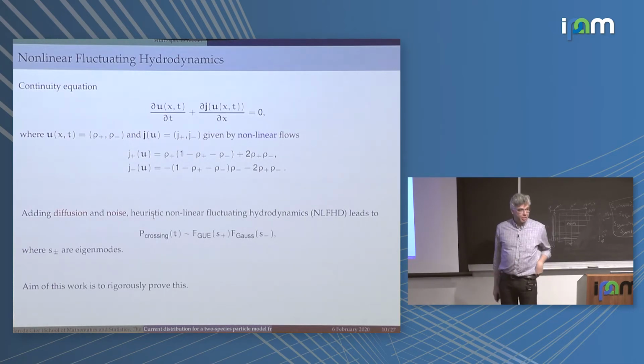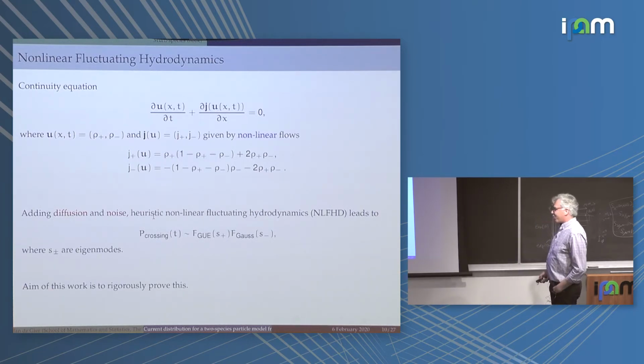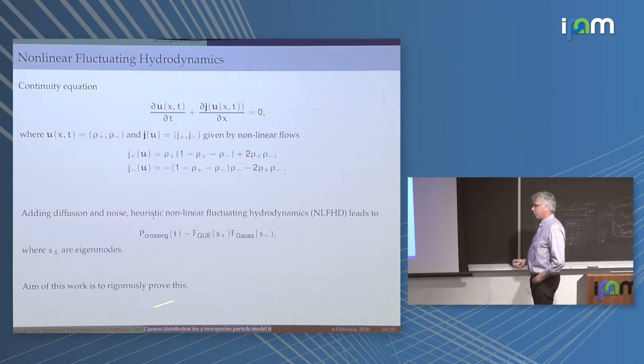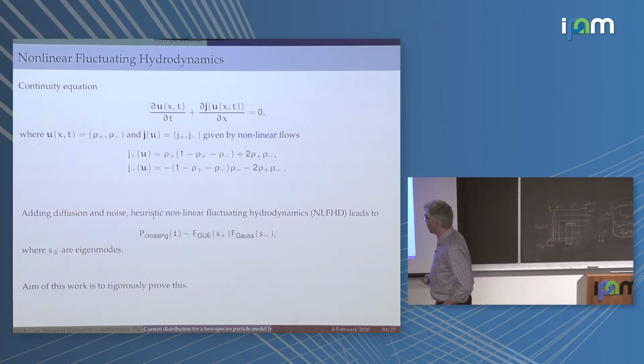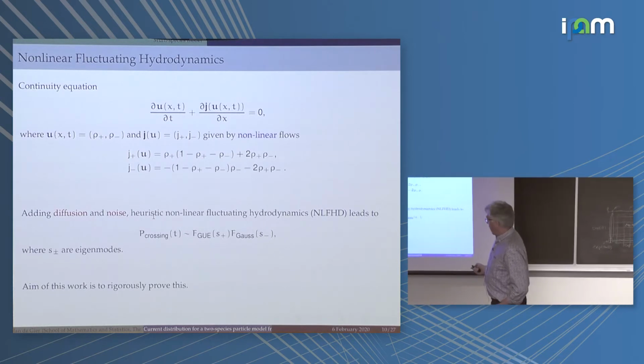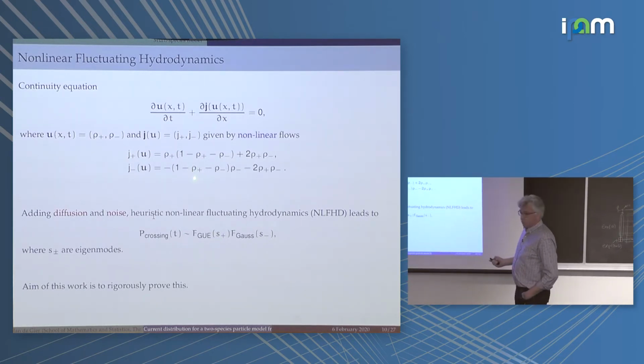So I'm still at the sketchy level. I'd like to try to create some context before we get to the scary formulas. So this is how the physics works, and so the aim of our work was to rigorously prove this sort of result. S plus and S minus depend on the particle numbers and time. I will show you. It will appear somewhere.